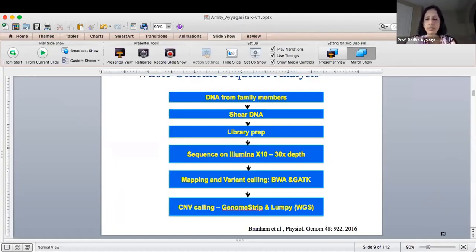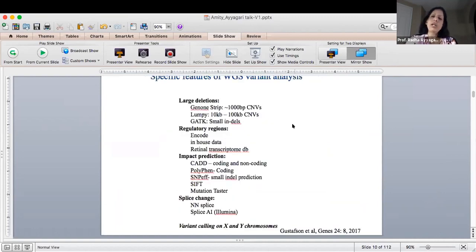And this also has already been published. So we used some of the publicly available tools in addition to tools we put together. These are to detect large deletions in the genome and variants in the regulatory region, and predicting the impact of changes we find in the genome, and if a change results in altering the splicing. And we studied X and Y chromosomes independently while autosomes were used as pairs.